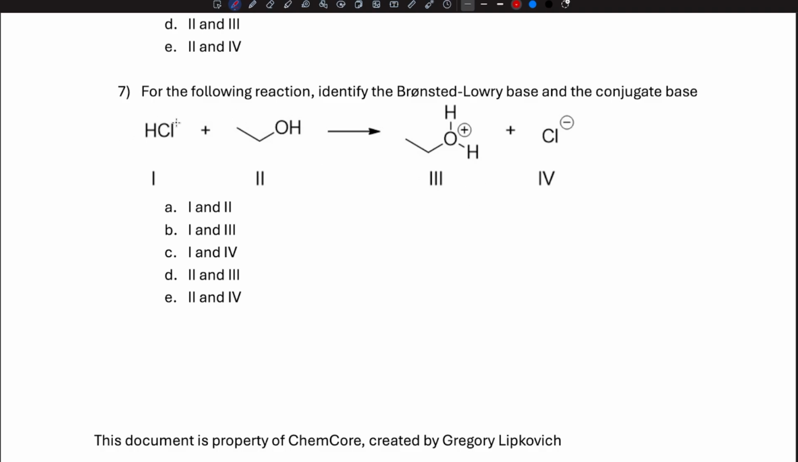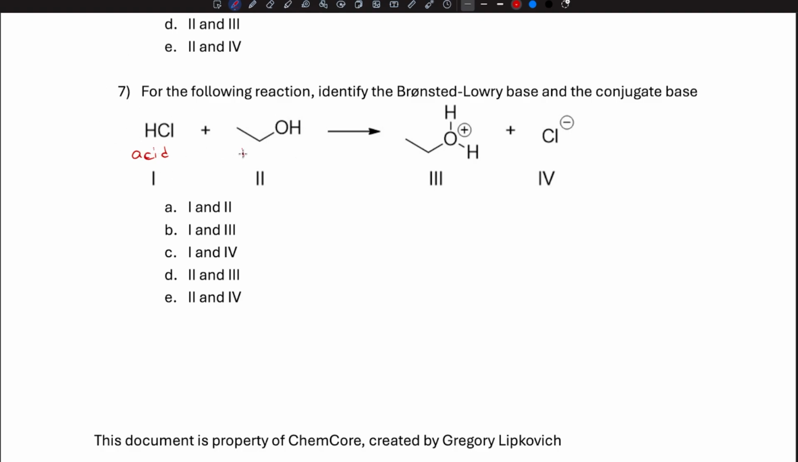HCl is, again, one of your strong acids, and so you can, as a rule of thumb, assume that this is going to be your acid. But to ignore that kind of trick, we can notice that HCl becomes Cl-, which means we donated a proton. And so obviously this should be your acid.